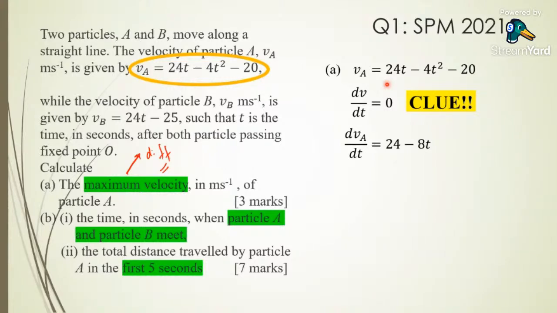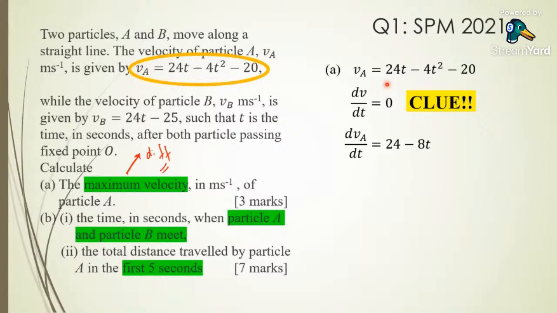Right? Okay, and then for the second term, if we differentiate, we will get negative 8t because the 2 comes to the front. Then 2 times negative 4, you will get negative 8. And then t to the power 2 minus 1, for differentiation. So that's how we get negative 8t. And then this one is a constant, so it is finished, it becomes 0. So that's how we get 24 minus 8t. Then what do we do next?